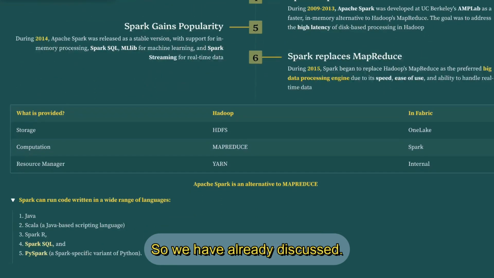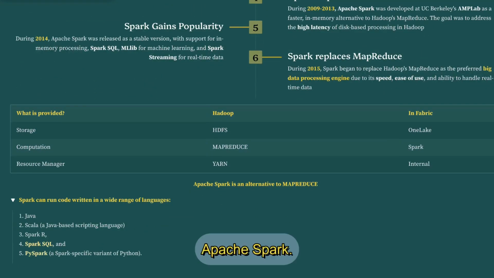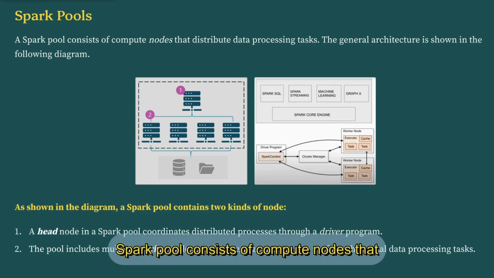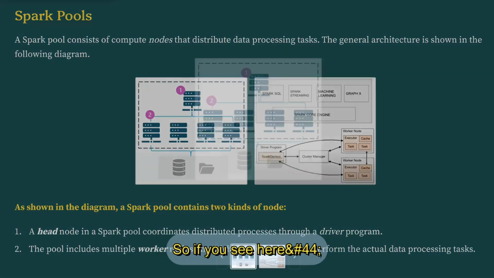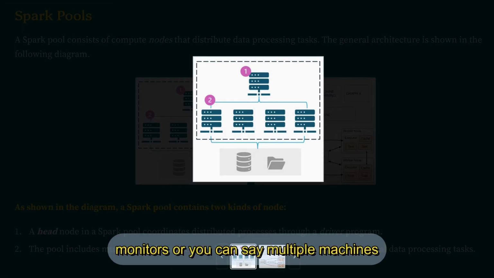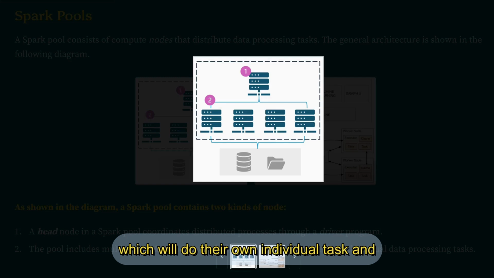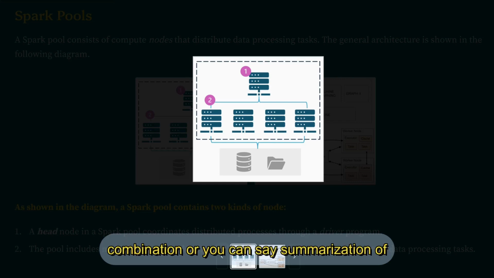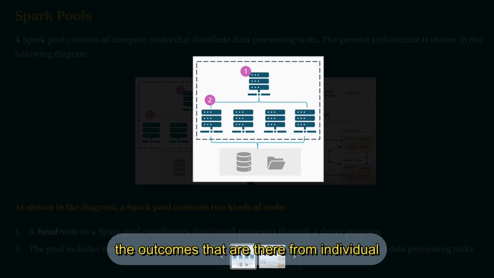So we have already discussed the languages that can be used inside Apache Spark. Now let's discuss the architecture and the Spark pools. A Spark pool consists of compute nodes that distribute data processing tasks. So if we see here, there will be multiple machines, which will do their own individual task, and the output will be the combination, or you can say summarization, of the outcomes from individual machines, right?